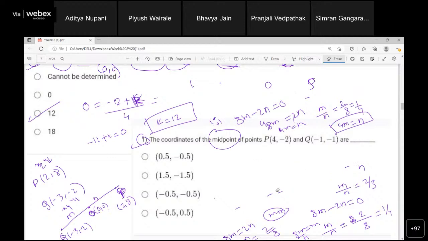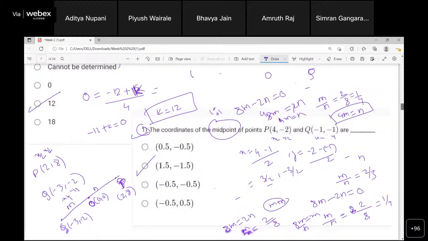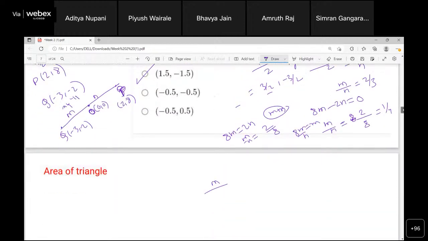So if you see here, my x coordinate will be, so this is x2, y2, x1, y1. So it will be 4 into 1 minus 1 into 1, that is minus 1 upon 2. Y coordinate will be minus 2 minus of minus 1 upon 2. So it will be 3 by 2 and minus 3 by 2. So option B is the correct one, right? This is a simple formula, just remember that. Okay, how to apply, that's it.